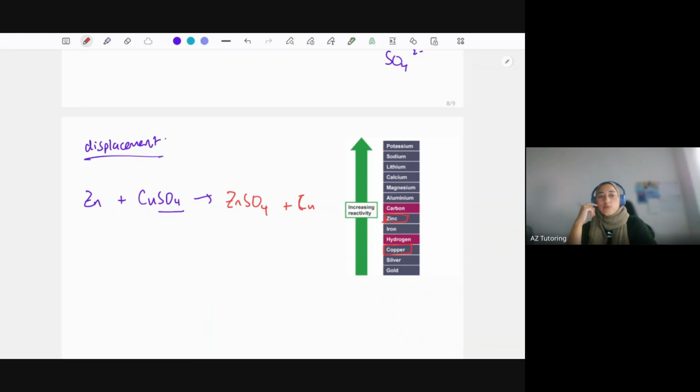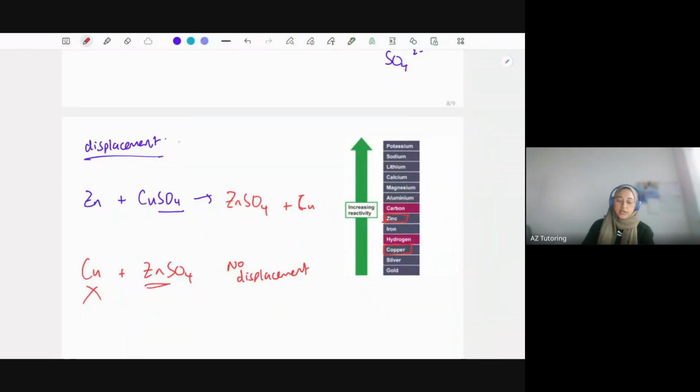What they'll usually say is, will this reaction take place? Like, will the zinc displace the copper? You'd say yes, because zinc is more reactive than copper, but it might be a trick question. You might get something like copper plus zinc sulfate. Will this reaction happen? Well, no, because the copper is less reactive than the zinc, so therefore no displacement will happen here. So displacement reactions are all about reactivity, how reactive something is.